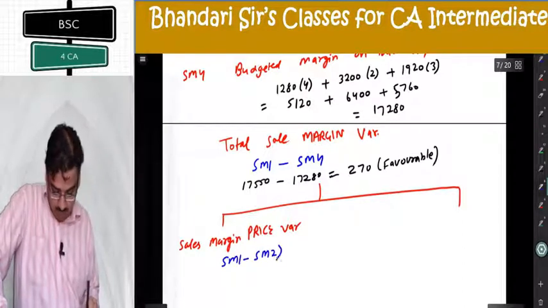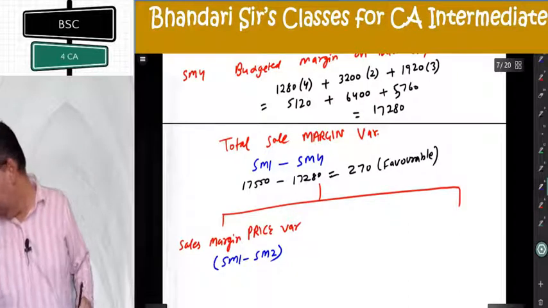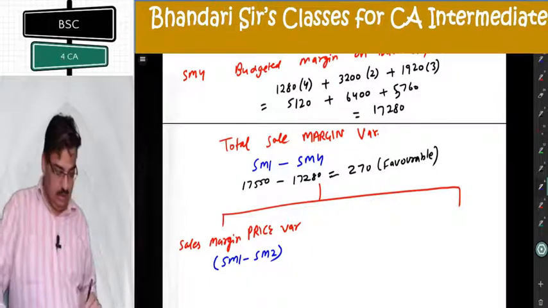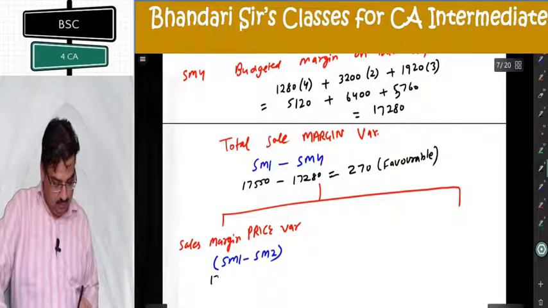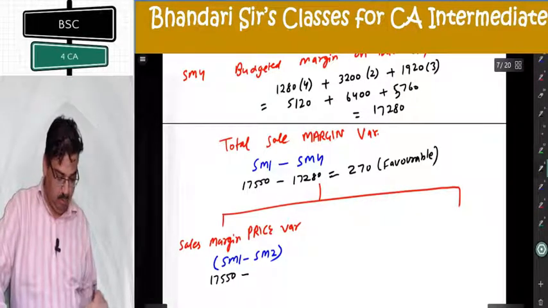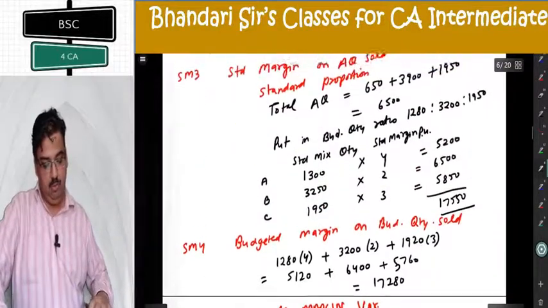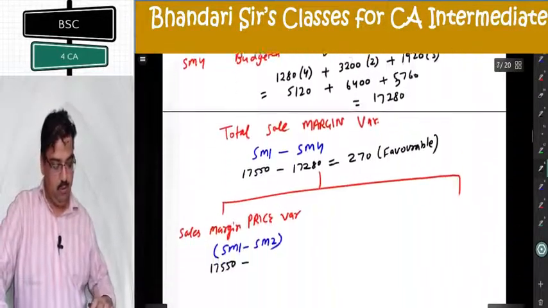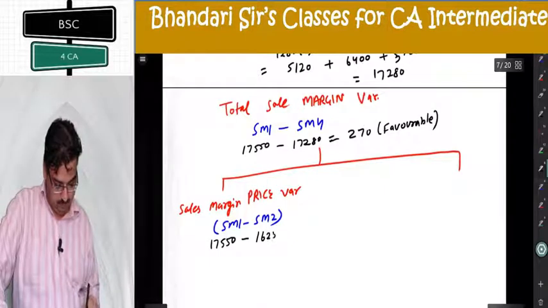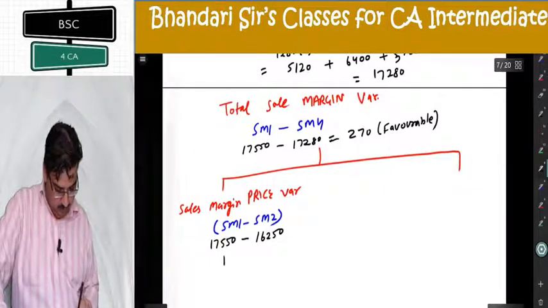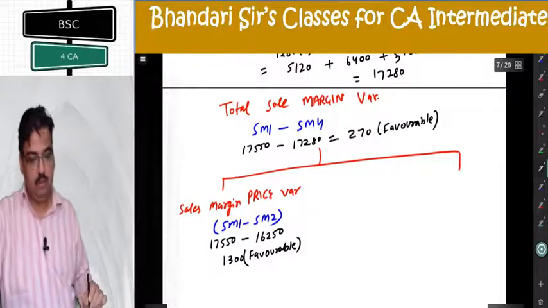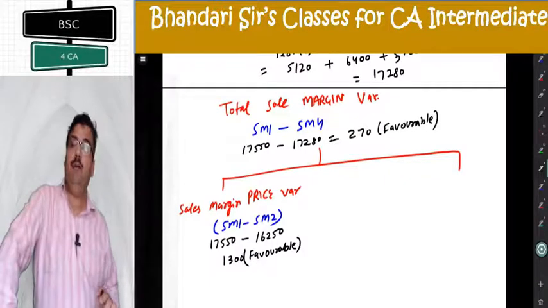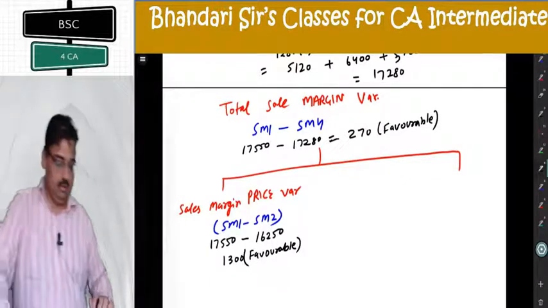This is verifiable from what we did earlier. SM1 minus SM2. SM1 17550 minus SM2 16250. This is 1300 favorable. We can verify that day also we computed price variance 1300 favorable.